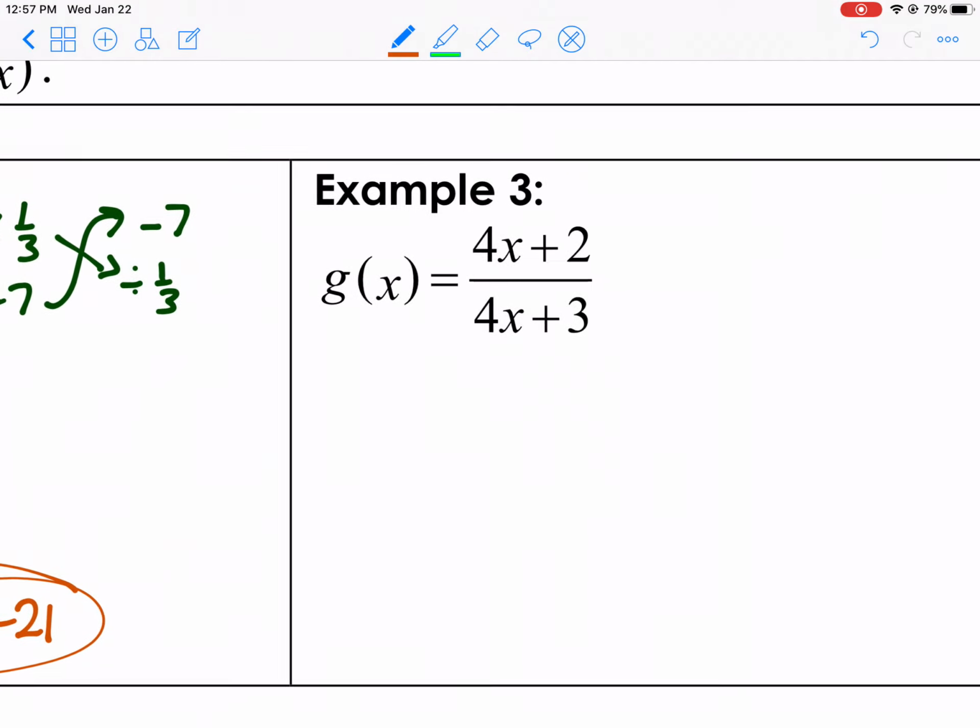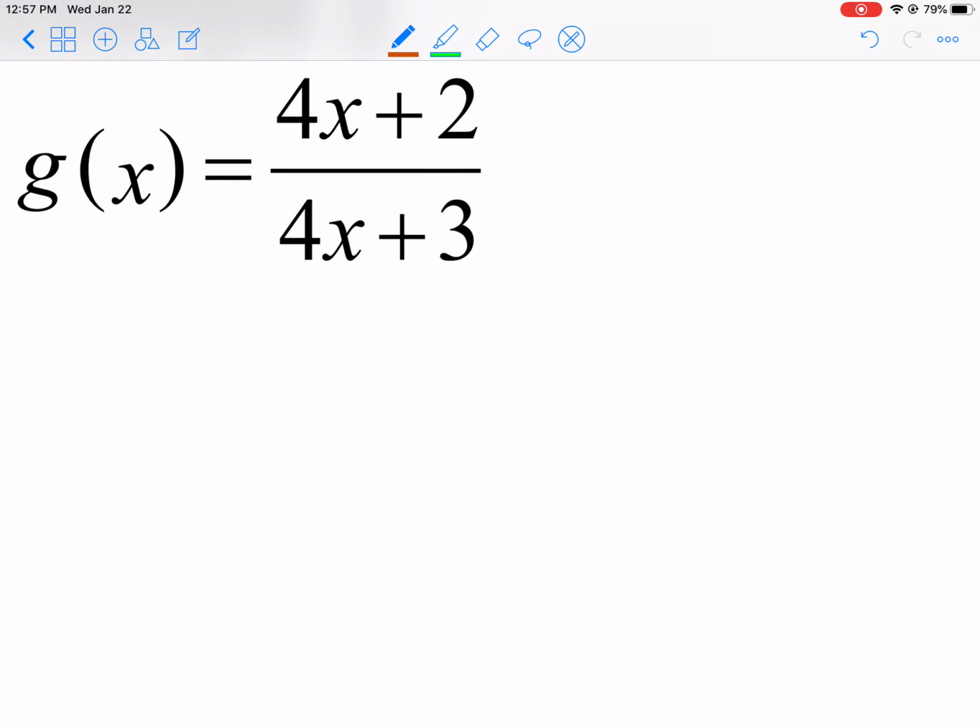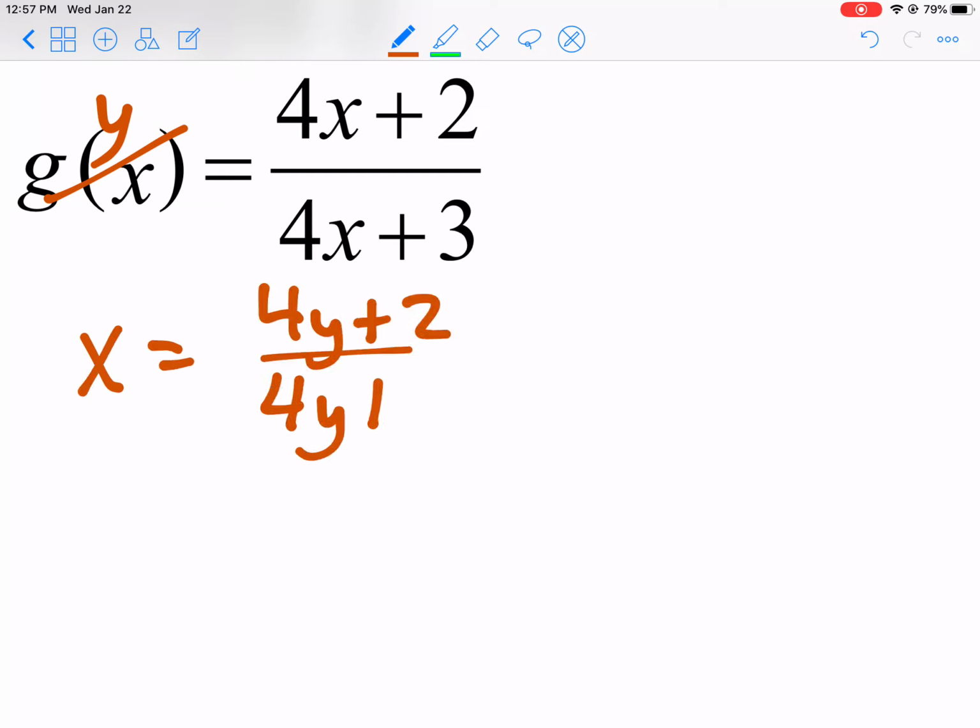Okay, taking a look at this last one. We're going to swap this out. So we have x equals (4y plus 2) over (4y plus 3). This one is not easy to draw that map because there are two y's, so it's hard to describe what's happening. So I'm not going to use that method, but instead we want to get the variable off of the denominator.